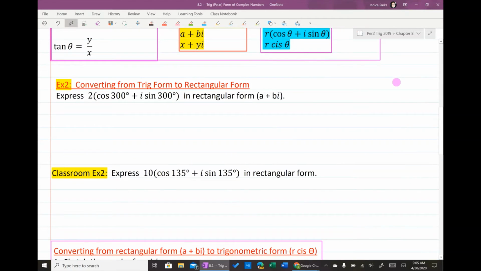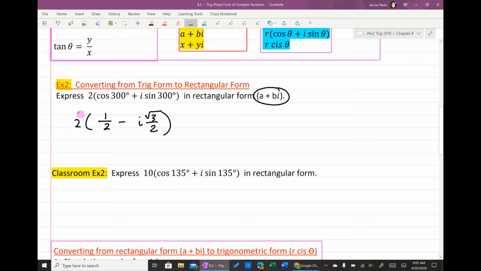All right, so for example 2, they want you to express it in rectangular form. So your final answer is going to look like this. These are the easiest kind because you already know what r is, and you just distribute is really all that's happening. So when it's on the unit circle, I do want you to use the values that are on the unit circle. So we have 2, and then cosine of 300 is 1/2. Sine of 300 is actually negative radical 3 over 2.